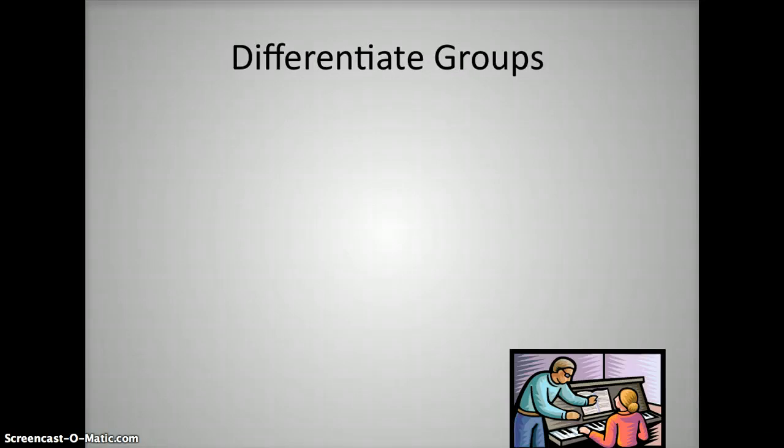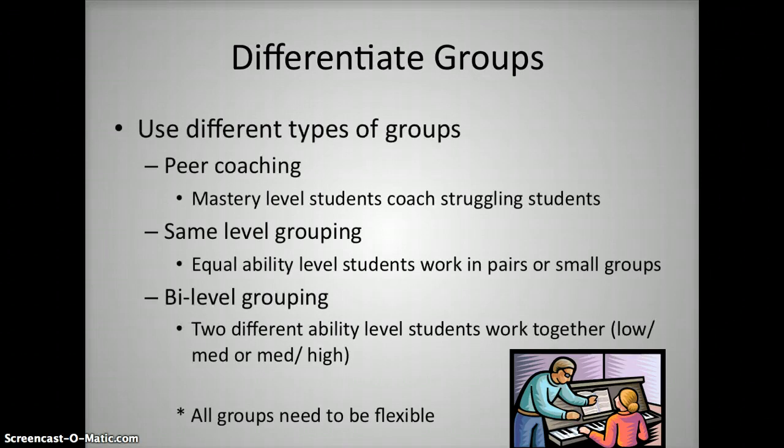It's very important to differentiate your groups. This is part of differentiating within your classroom. There's different kinds of groups. You have peer coaching, where a mastery level student is helping to coach and teach a struggling student. You've got same level grouping, which is what you would use for reading levels, maybe reading groups, maybe for math groups. But all your equal ability students are able to push each other, and they're in different groups.